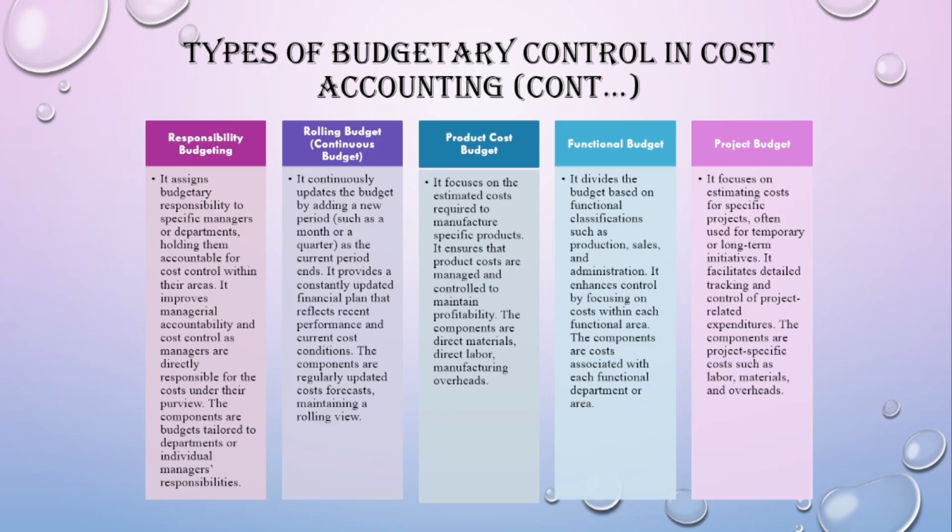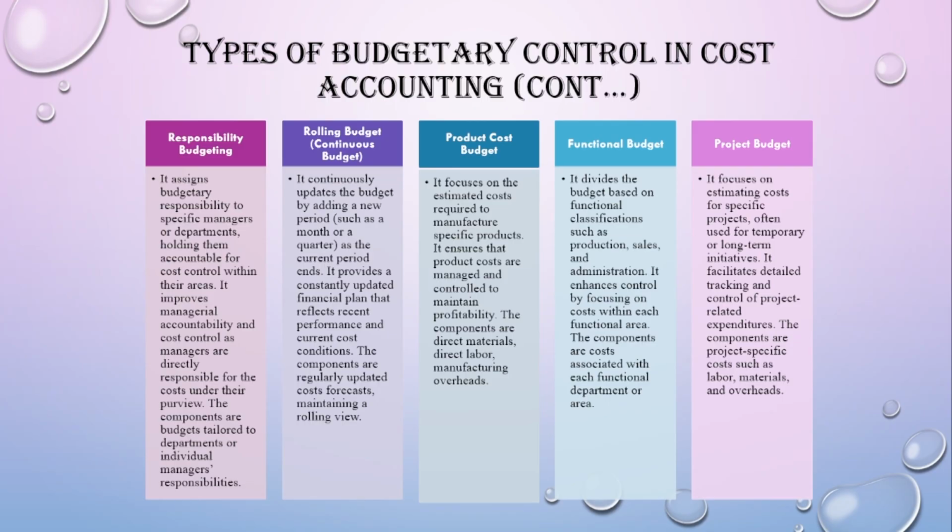It focuses on the estimated cost required to manufacture specific products. It ensures that product costs are managed and controlled to maintain profitability. Another type of budgetary control in cost accounting is the functional budget. It divides the budget based on functional classifications such as production, sales, and administration. It enhances control by focusing on cost within each functional area.